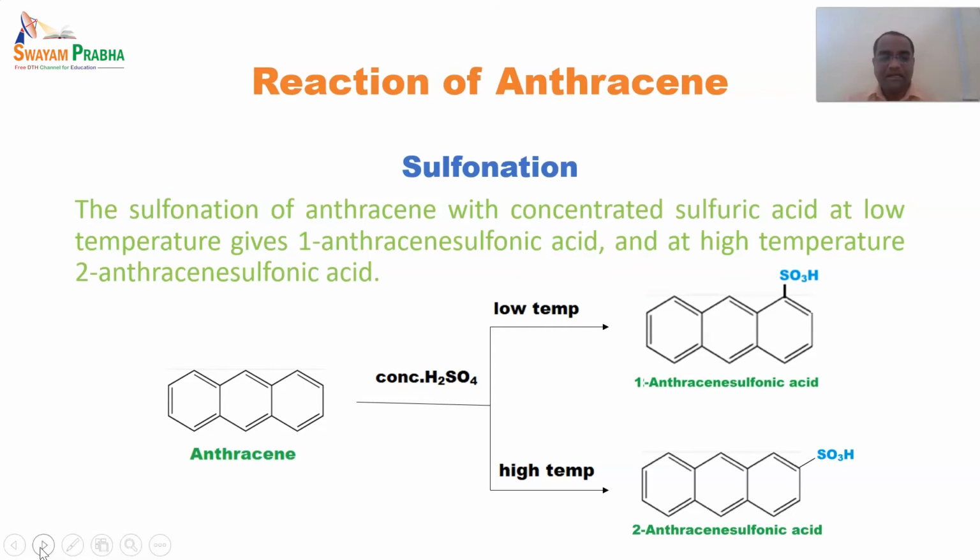The beta carbon requires more drastic conditions as compared to the alpha carbon, as we have seen in the case of the reactivity of naphthalene. The alpha position has more cationic resonating structures, but beta has only one cationic structure. So we need drastic conditions to get the beta product.